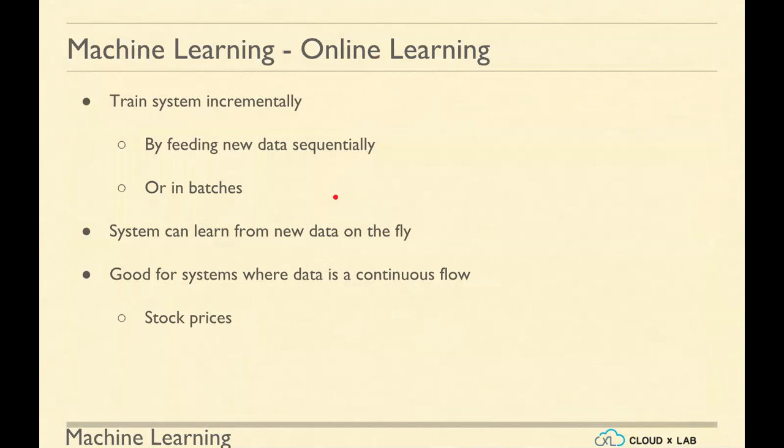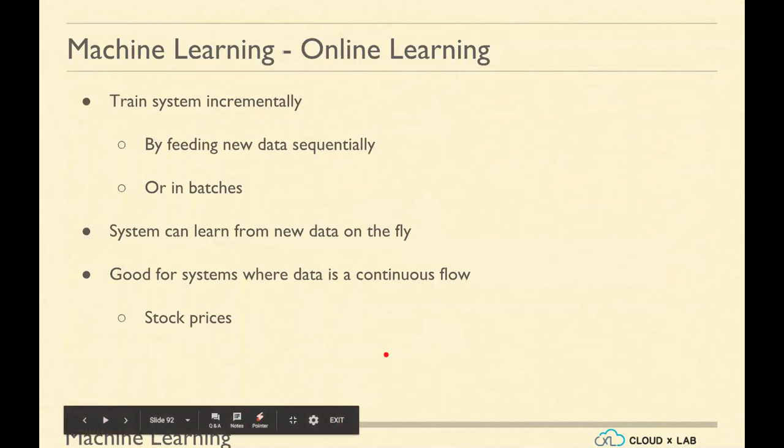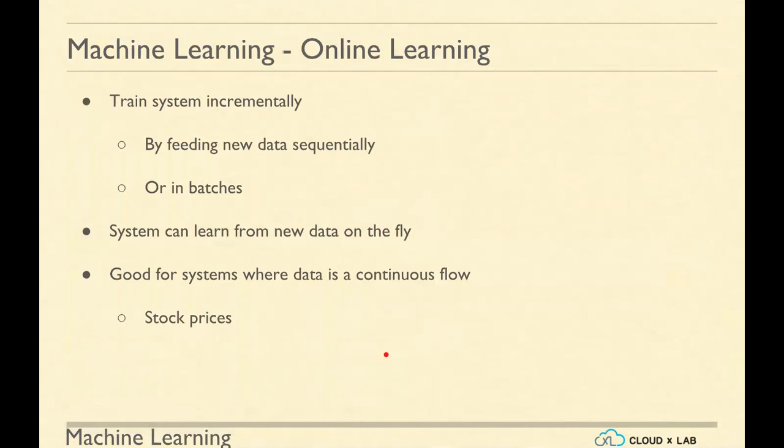So in online learning, the system incrementally trains by feeding new data sequentially or in smaller batches. So the system can learn from new data on the fly, and it's good where the data is continuously in flow. For example, in stock trading, new prices are coming in continuously, and its role is to first predict and then learn from its past prediction. So that's an example of online learning.